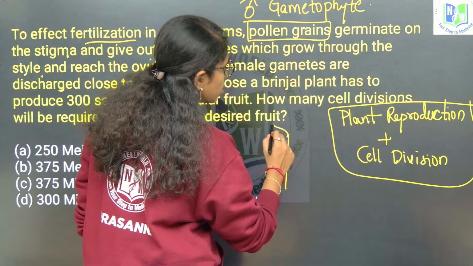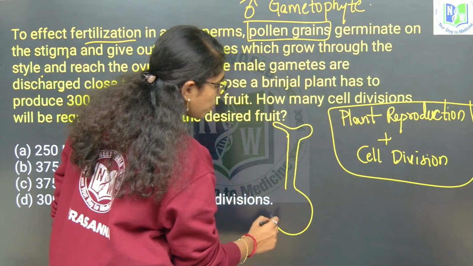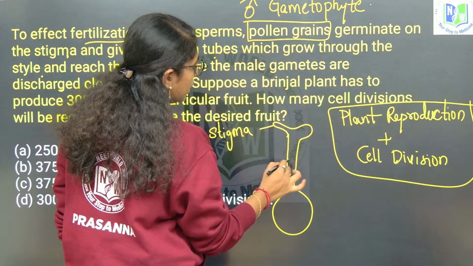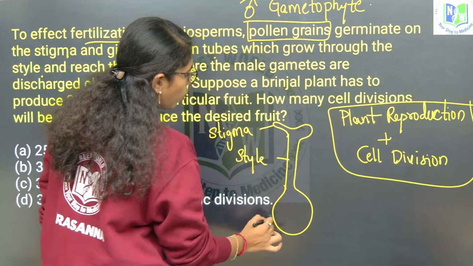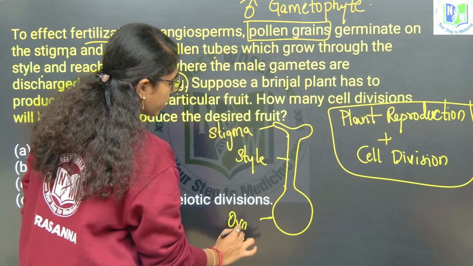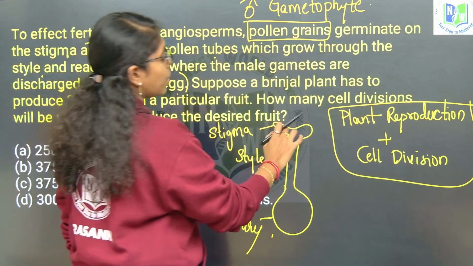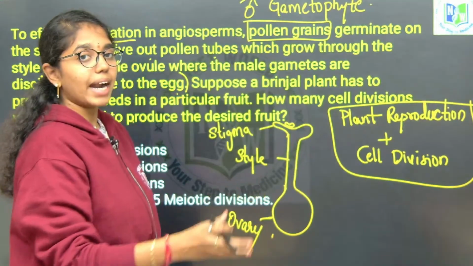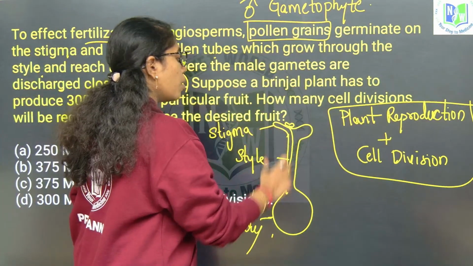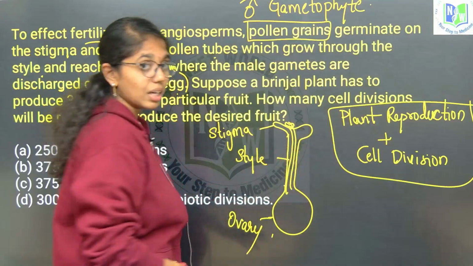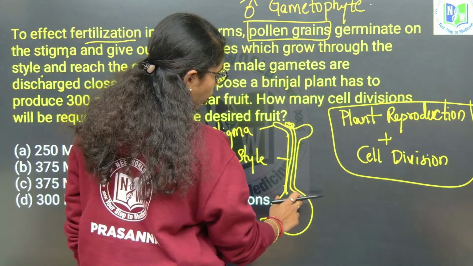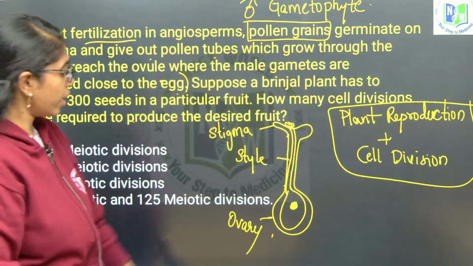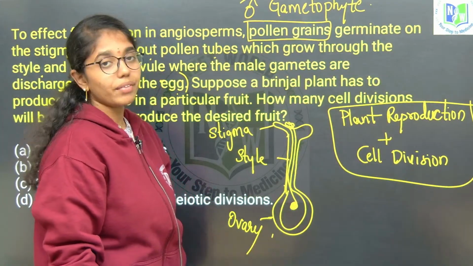The gynoecium, which is the female part of an angiosperm, has 3 parts: stigma, style and ovary. Over the stigma what is landed? Pollen grains are landed, and this compatible pollen grain landing on the stigma will give out what? Pollen tube. The pollen tube will be growing all across the style, and this pollen tube will reach the ovule which is present inside the ovary.